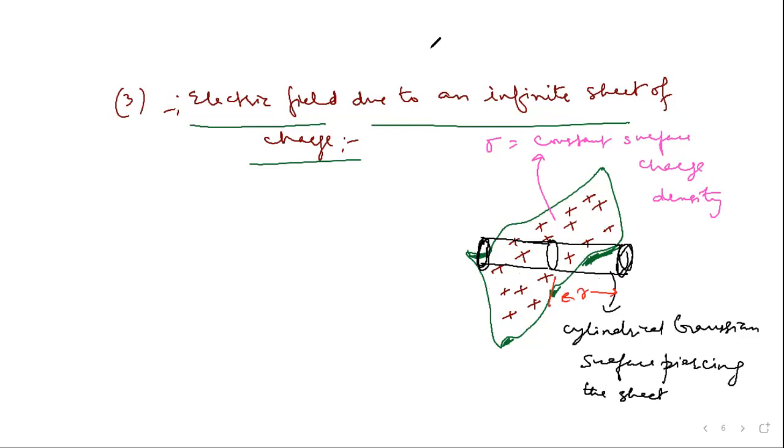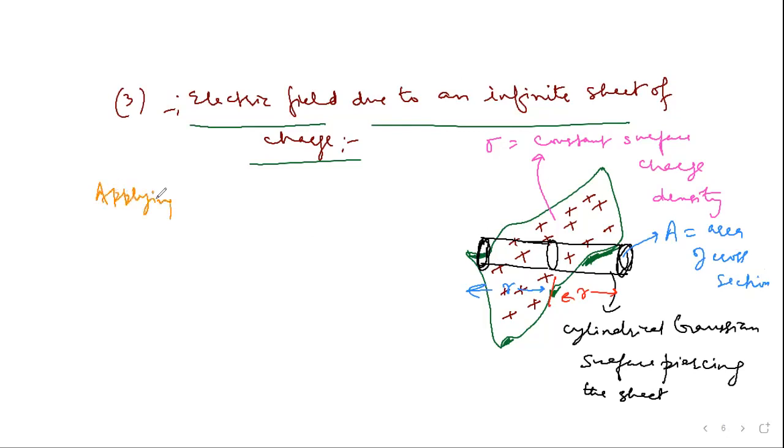Let me use another color here. This is also r, right? So each end cap is r distance from the sheet, and let A be the area of cross section, right? Now applying Gauss's law.